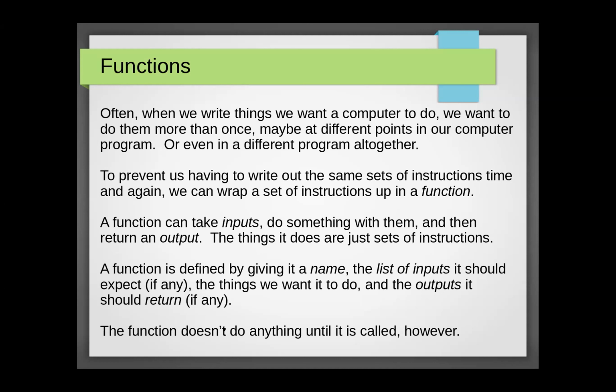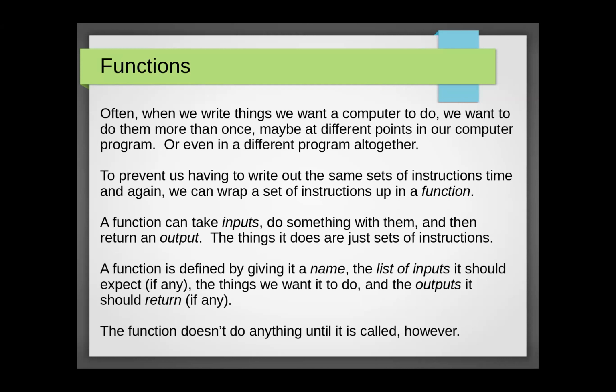And so we define a function by giving it a name. We tell it the list of inputs that it should expect, if any, the things we want it to do, and the outputs it should return, if any. Okay, so you normally do have some inputs and you normally do have at least one output. Not always the case, but typically. So you'd give the function a name, and say, these are the things I want you to do something with, here's what I want you to do with them, and here's what I want you to throw back at me.